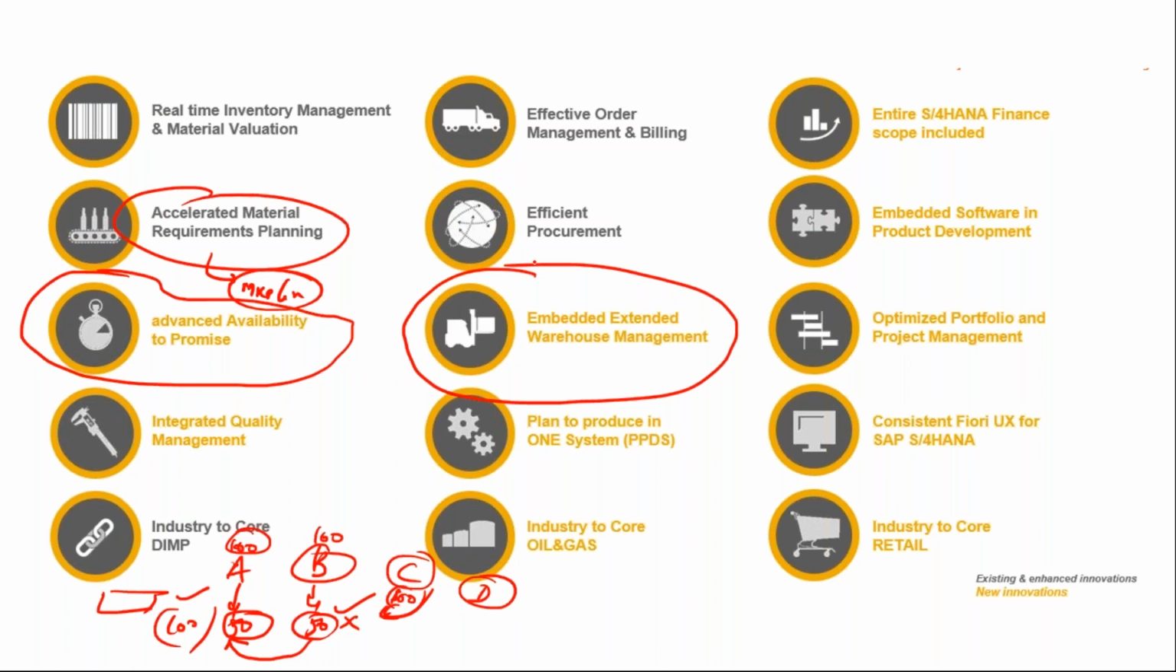Going forward, there will not be multiple boxes communicating with each other and exchanging information. It will be one single box where, if you want a report on EWM, that data will be taken directly and reports will be generated on an instant basis. That's what real-time reporting is all focused towards. That's where your embedded EWM comes in.